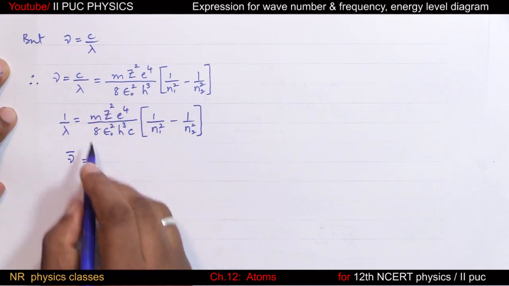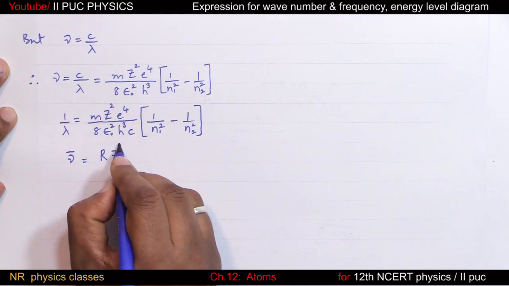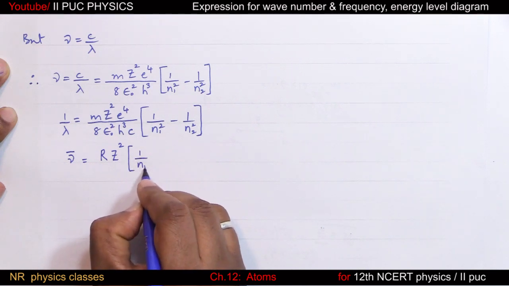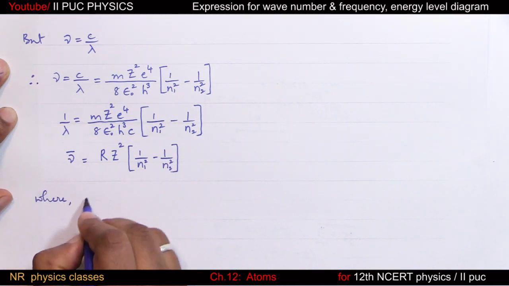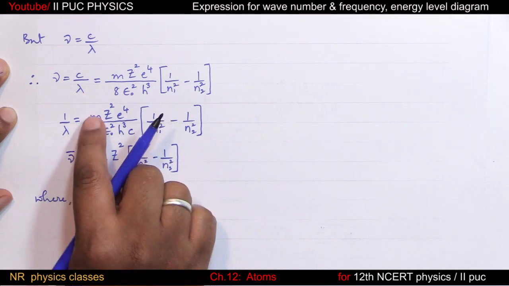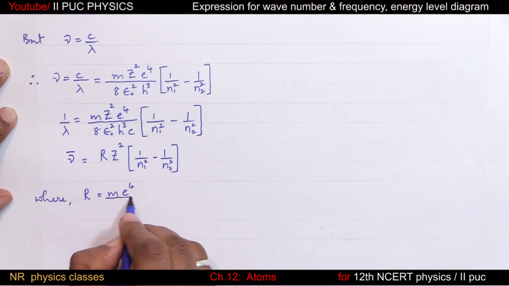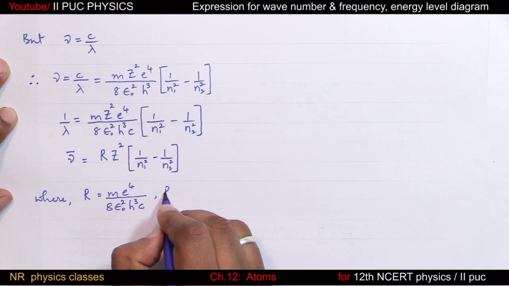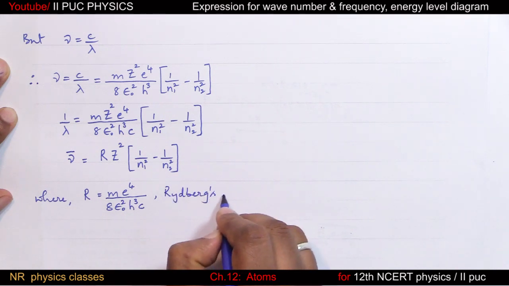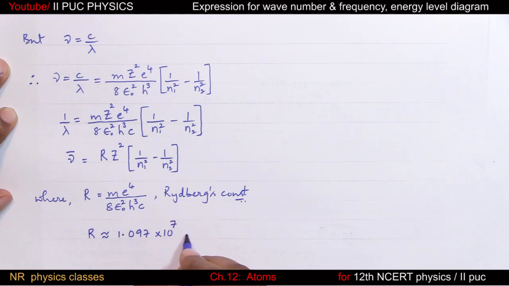Leaving this z square, collect all other terms and denote it by r. z square into 1 by n1 square minus 1 by n2 square, where this r is replaced for m e to the power of 4 by 8 epsilon naught square h cube c, called Rydberg's constant, and the value of r is approximately 1.097 into 10 power 7 per meter.